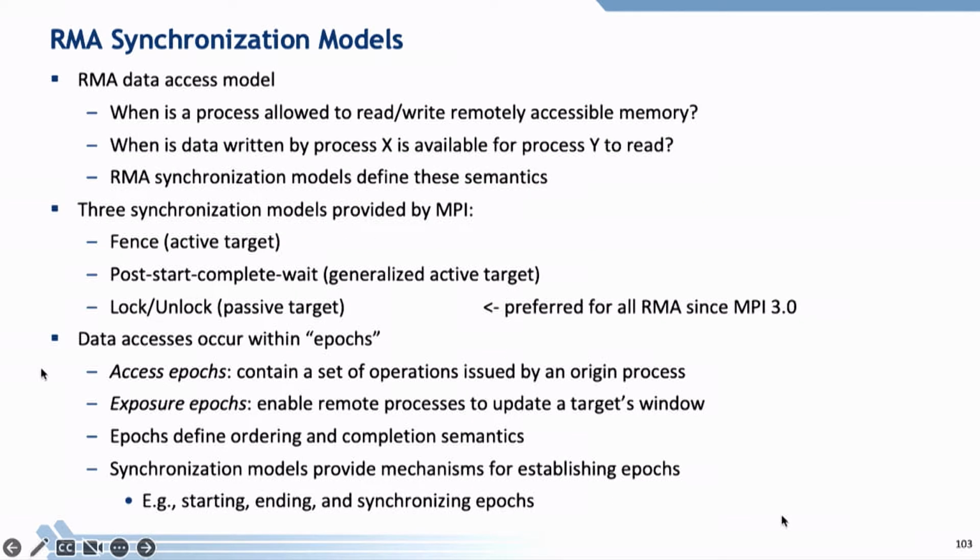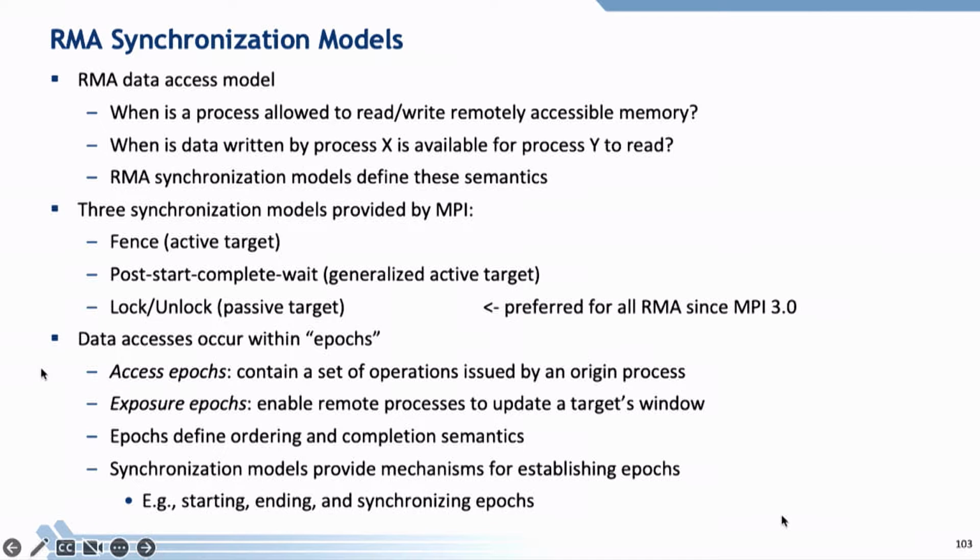Okay, so we've talked a lot about moving the data. You still don't know how to know that the data has been moved. So now I'm going to talk a little bit about that. As with shared memory, the question is when can you touch the memory? When is the data available? How do I know it's available? MPI provides 3 models.